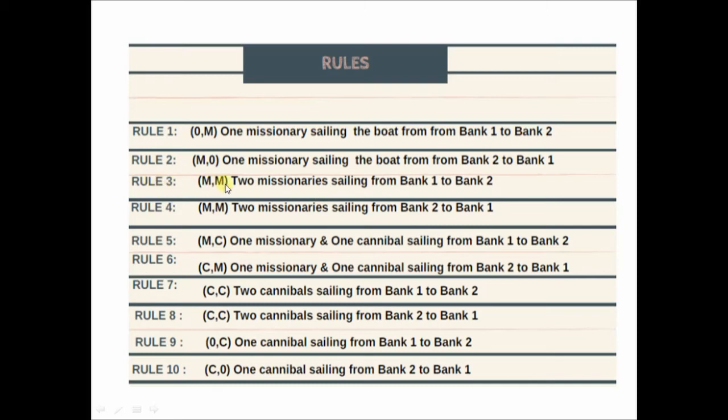Rule 4, two missionaries sailing from bank 2 to bank 1. Rule 5 is one missionary and one cannibal sailing from bank 1 to bank 2, M, C. One missionary and one cannibal sailing from bank 2 to bank 1, so C, M. Then two cannibals sailing from bank 1 to bank 2 is C, C. Two cannibals sailing from bank 2 to bank 1 is C, C.